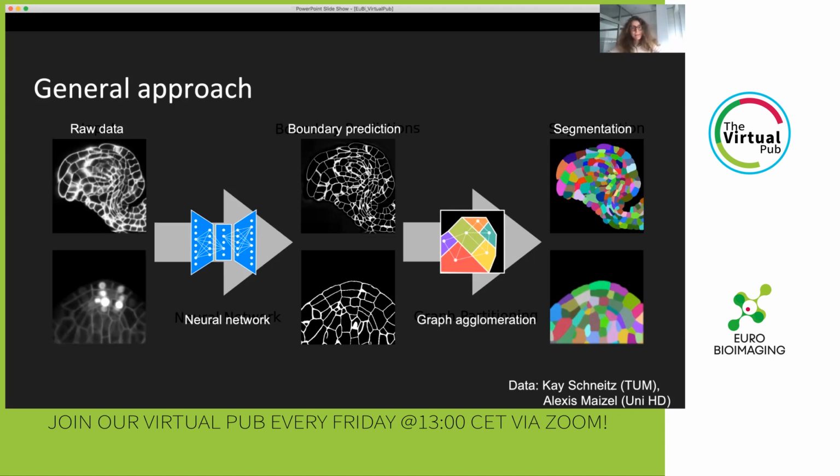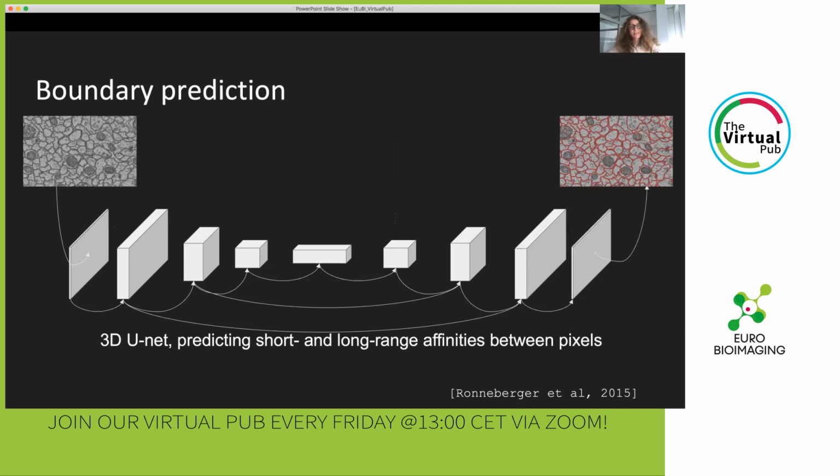Okay, so where do we go from here? Right, so we start from the boundary prediction, and the boundary prediction in this case, we do with a 3D UNet, and we predict short and long range affinities between the pixels. And so I have it here actually shown on an EM example, because when we work with EM data, we use pretty much the same pipeline anyhow.